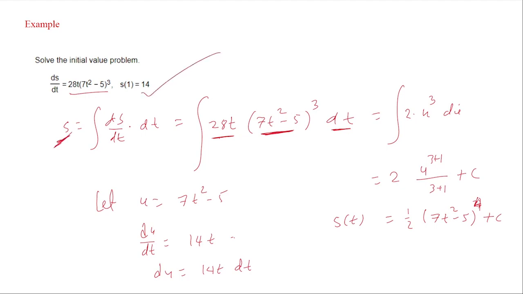Because we have given the value of the function at 1, we need to find out the value of the constant. That's called an initial value problem. Finally, we don't want our answer in terms of c. So what do we do? Just replace t by 1 and solve for c.